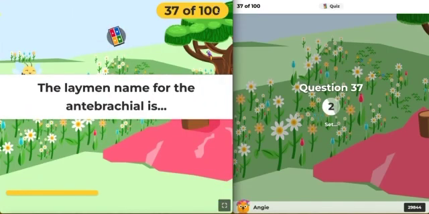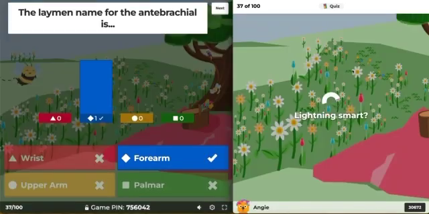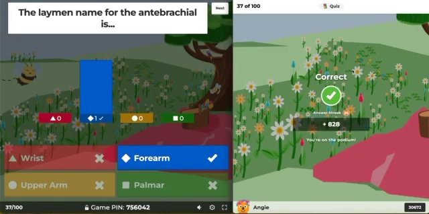The layman name for the antebrachial is the forearm, because after your brachial, you have the antebrachial, and your antebrachial is going to be your forearm.